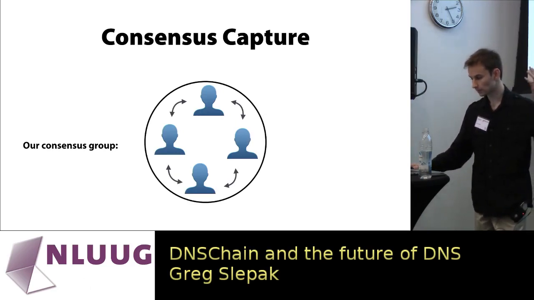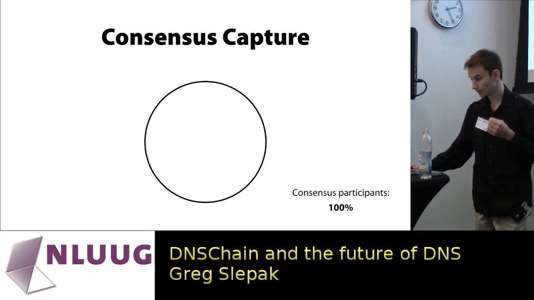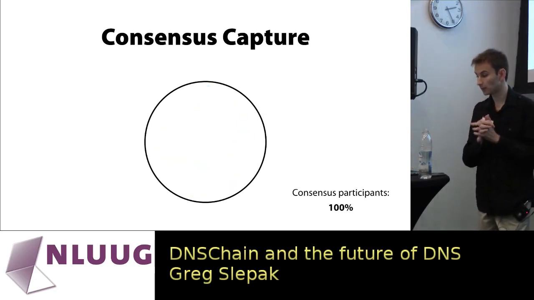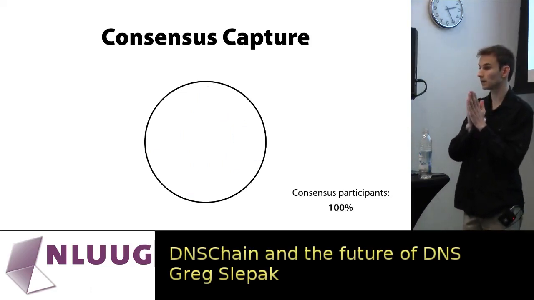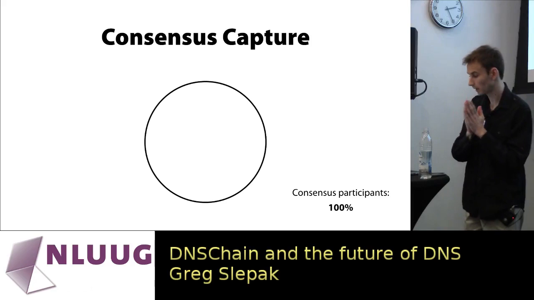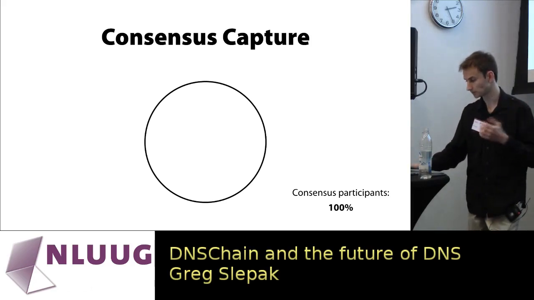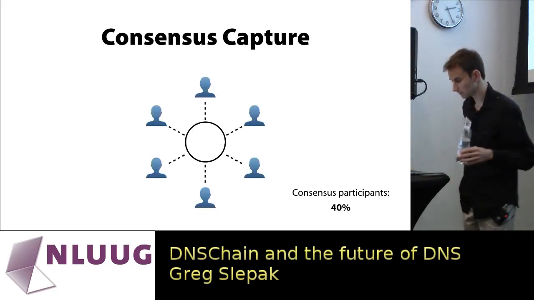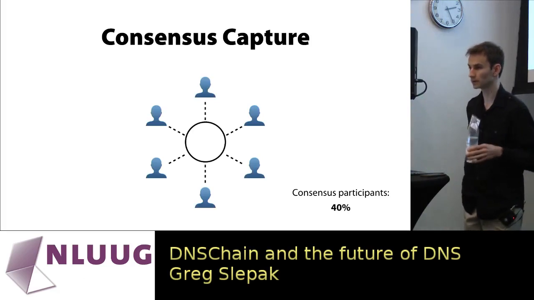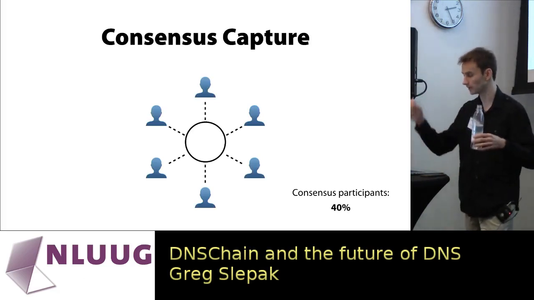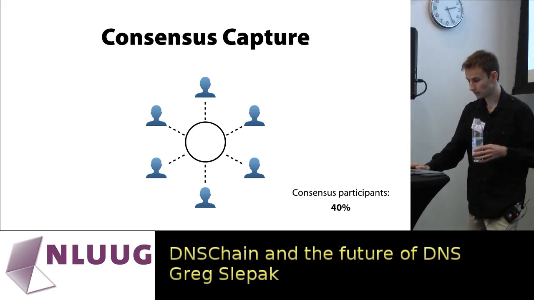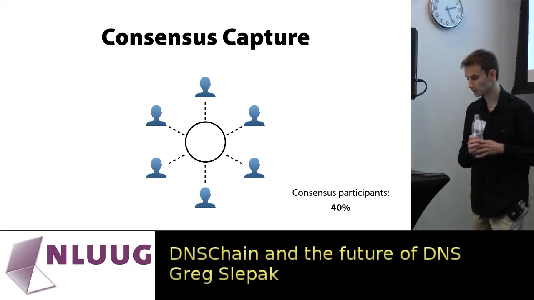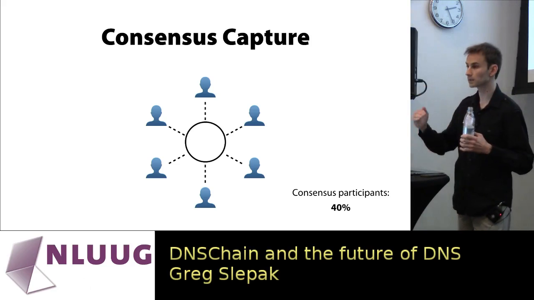Here's our consensus group, 4 people. And at this point in time, they're the only users of the system. So the consensus participants are 100% of the users. Now, let's say we add some users to the system. You designed a pretty nifty thing, and some people start joining to register a name or whatever. Now we've added 6 other people, so the number of consensus participants drops to 40%.